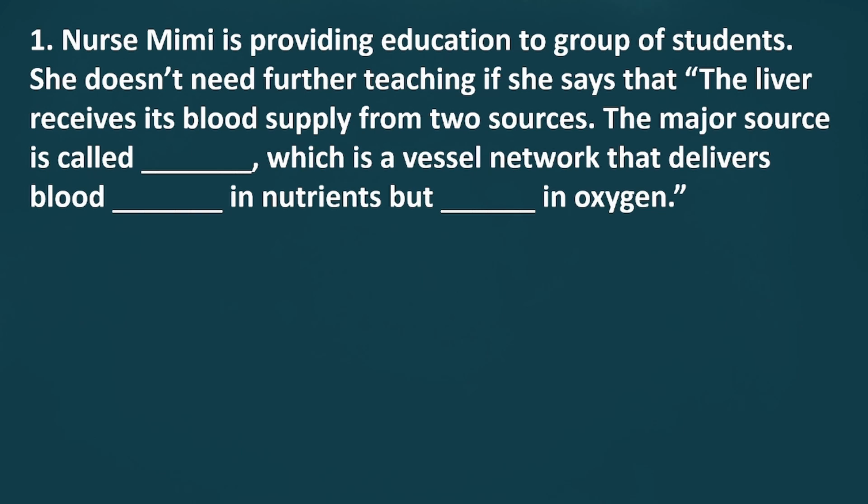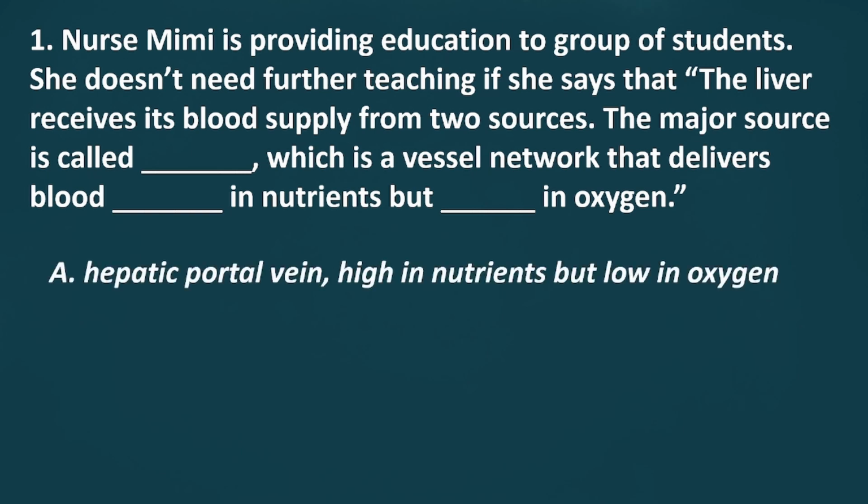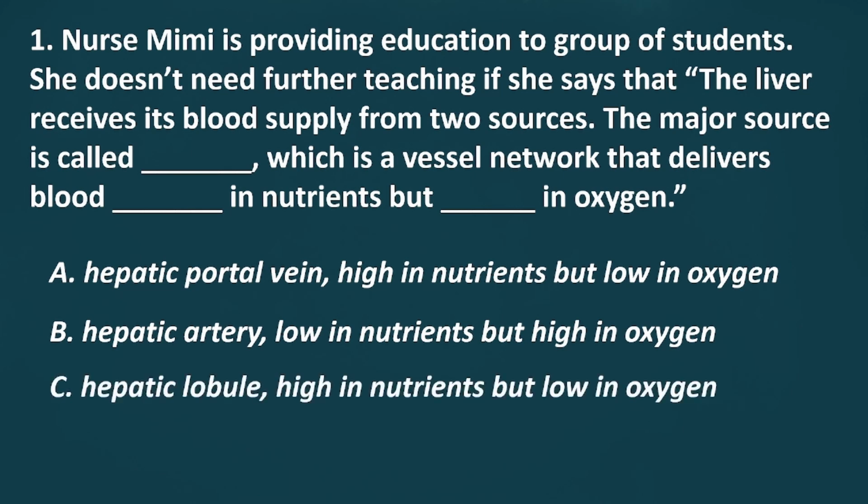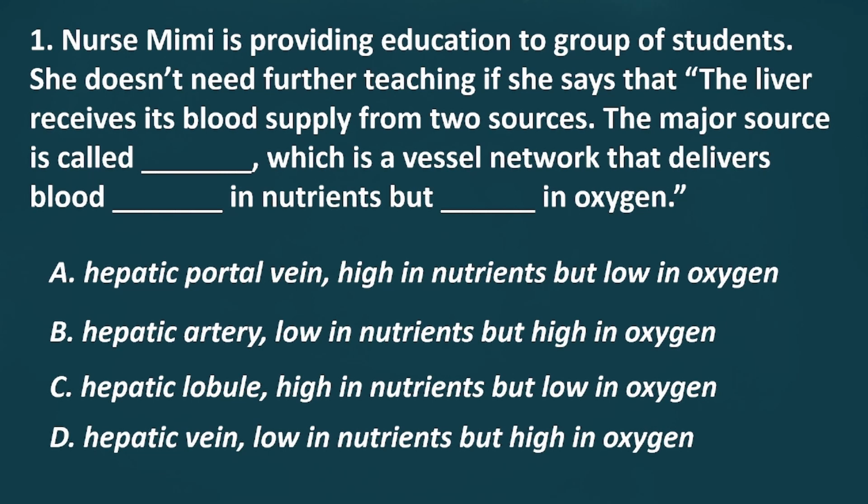The major source is called blank, which is a vessel network that delivers blood blank in nutrients, but blank in oxygen. A. Hepatic portal vein, high in nutrients but low in oxygen. B. Hepatic artery, low in nutrients but high in oxygen. C. Hepatic lobule, high in nutrients but low in oxygen. D. Hepatic vein, low in nutrients but high in oxygen.